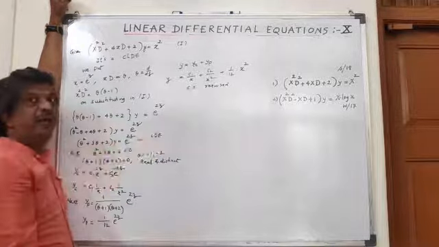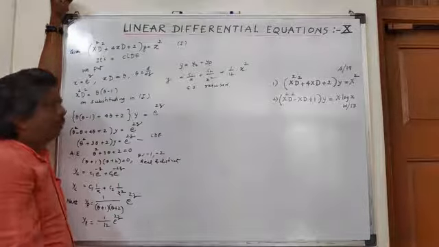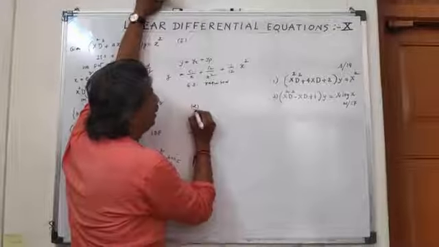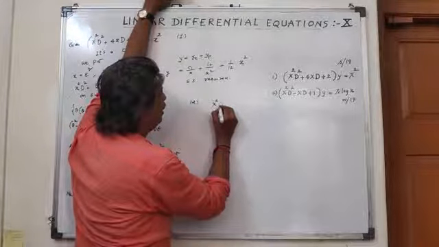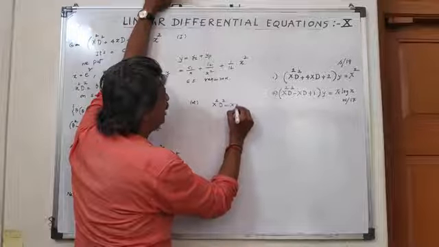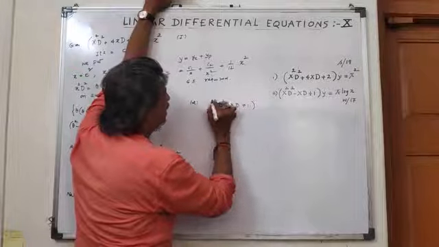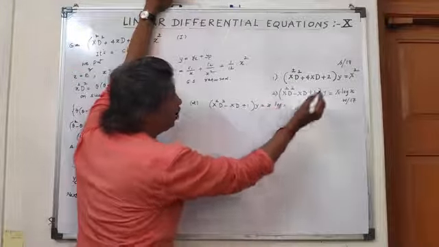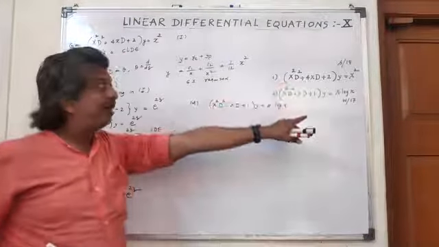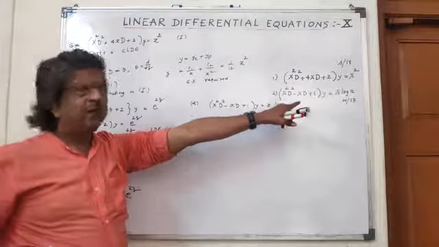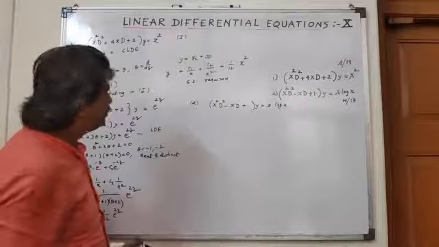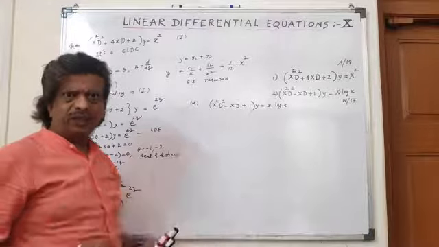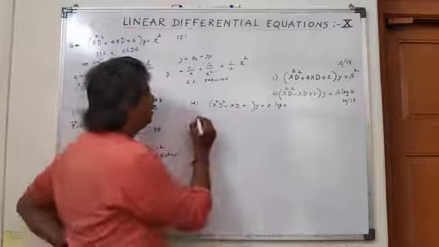of this particular example. Now we shall solve the second one. Second one, x square d square minus xd plus 1 in bracket into y is equal to x log of x. This was asked in winter 2017 for the electrical stream. Now, it is CLDE, Cauchy's linear differential equation. As it is Cauchy's linear differential equation, we put x equal to e power z.